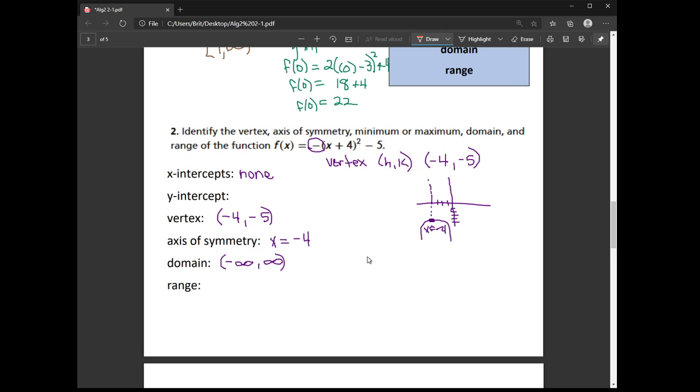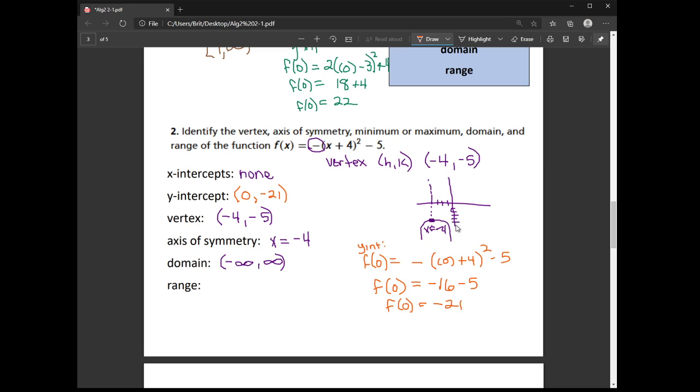Remember, your y-intercept is when you plug in 0 into the function. Here we go. So f of 0. 0 plus 4 is 4. Square that is 16, and then there's a negative in front of it. So when I plug in 0, I get -21. So my y-intercept is at (0, -21).